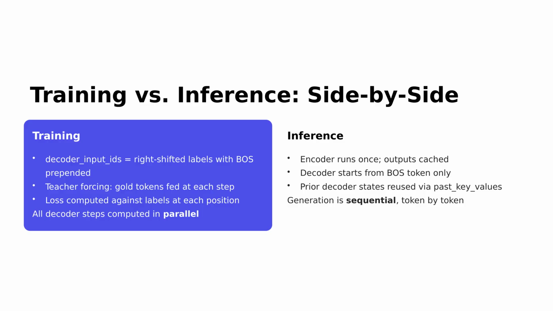Here's the side-by-side difference between training and inference. During training, the decoder gets the right-shifted target sequence, starting with a BOS token, and uses teacher forcing, so the correct token is fed in at each step. Loss is computed across all positions, and those decoder steps run in parallel. In inference, the encoder runs once. The decoder starts with only BOS, reuses past key values, and generates tokens one at a time.